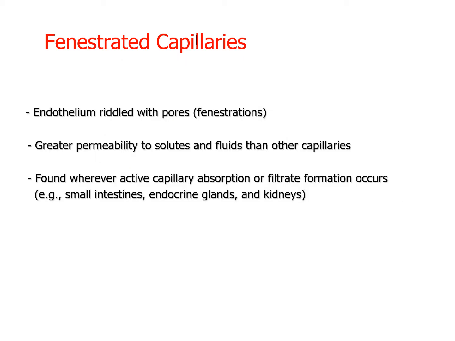And this is the kind that you would find in areas of the body that are involved in absorption or filtration mechanisms. For example, the small intestines, which are involved in a lot of absorption of digested nutrients from the space of the small intestine. You also find them in endocrine glands, which are involved in secretion of product into the bloodstream. And you also find them in kidneys, where you get a lot of tissue that's involved in filtration. You have these specialized capillary beds that are involved in filtering the plasma to form the fluid that will eventually become urine.